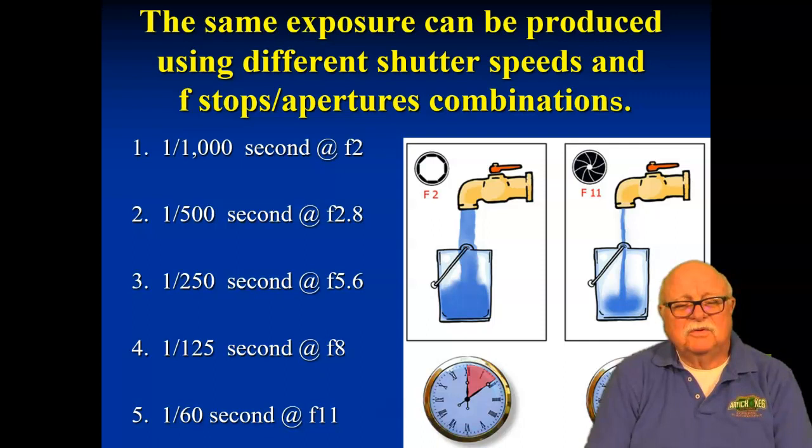The same exposure can be produced using different shutter speeds and aperture combinations. At 1/1000th of a second, a very high shutter speed and a very large opening, you get a lot of light coming through the lens in a very short period of time. At 1/60th of a second, you have a slow shutter speed and a small opening, but they both produce the same resulting exposure.